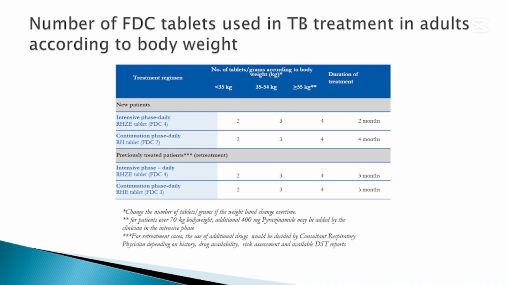So how do we give FDC? It's a fixed dose, so we just give it according to the weight band. If the patient is less than 35 kilograms, we give 2 tablets. If the patient is 35 to 54 kilograms, we give 3 tablets. Above 55, we treat with 4 tablets per day. It doesn't matter whether it's the intensive phase or the continuation phase, FDC 4 or FDC 2, 3, whatever. The number of FDC tablets is decided upon the weight.